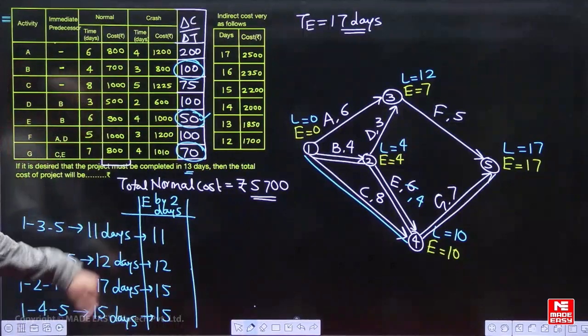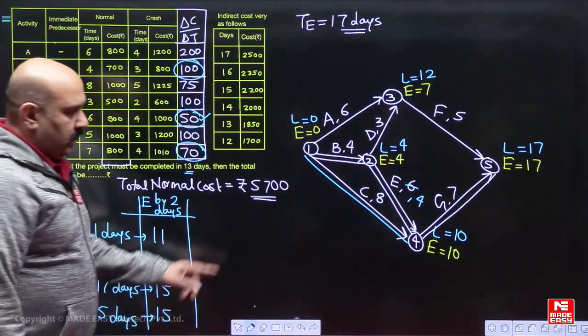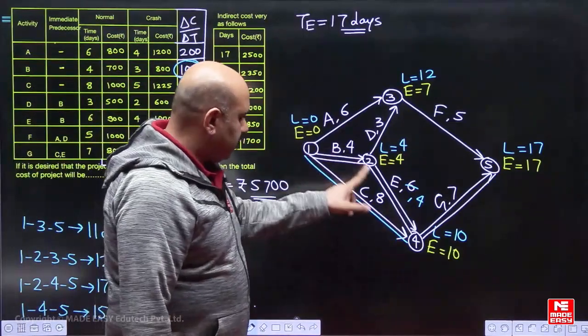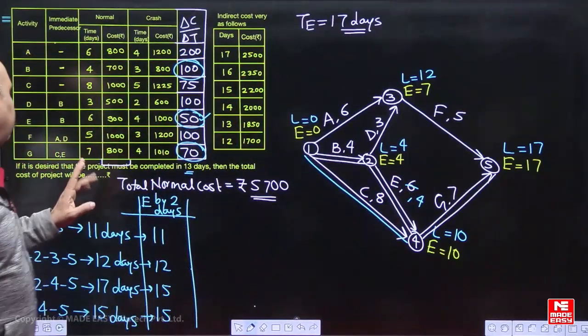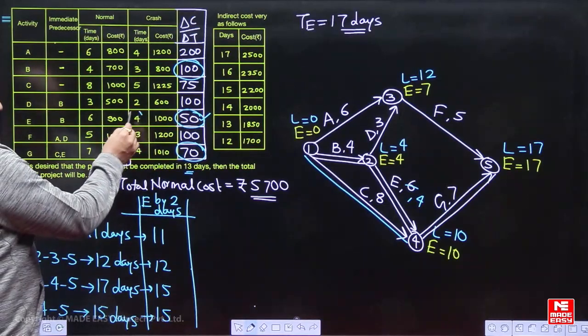Now after that, again we have the option to crash. See, but E cannot be crashed now. E is already at the minimum point. It has reached the crash point, so we cannot crash E further.